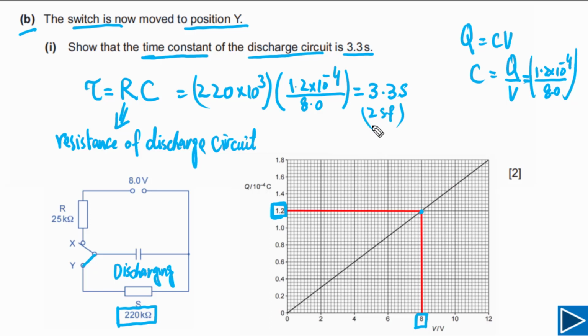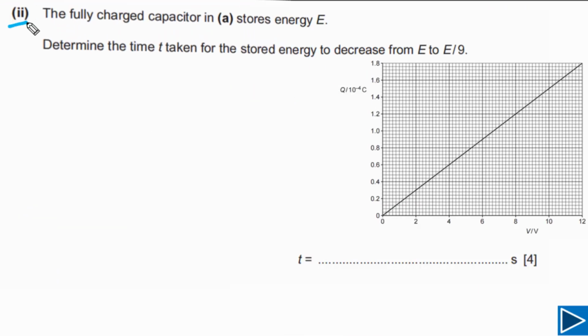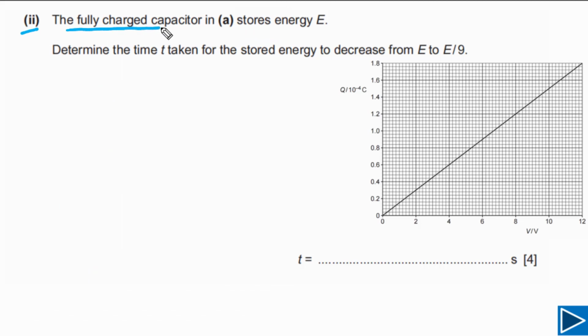This question has 2 marks. The first mark you will get if you have used this formula. And the second mark you will get if you have got the right answer. For the second part, it is given to us that the fully charged capacitor in A stores energy E. We need to determine the time taken for the stored energy to decrease from E to E by 9.